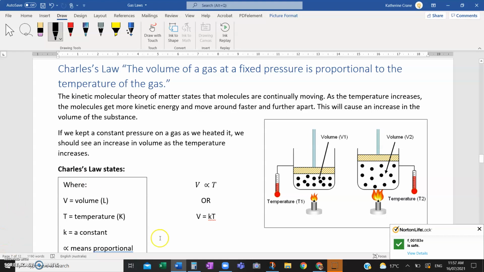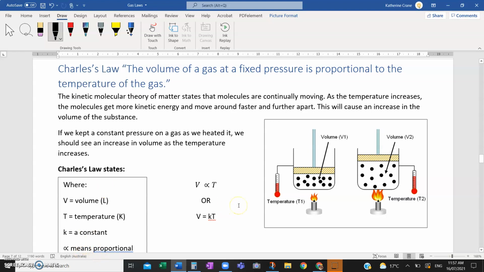So as we increase the temperature, they get more kinetic energy, they move around faster, and they also move further apart. This happens in solids, liquids, and gases, but it's very noticeable in gases. And that's what we're looking at here. So it will then cause an increase in the volume of the substance, or expansion, as we heat things. So if we're keeping a constant pressure on the gas as we heat it, we should actually see an increase in volume as the temperature increases.